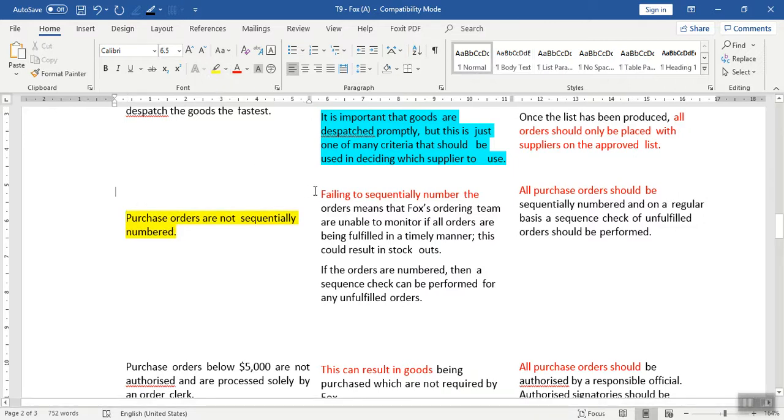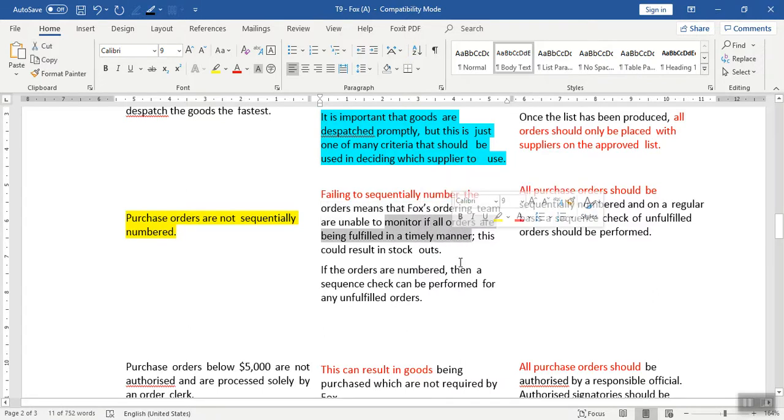Okay, so now you can see we keep focusing on the negative side because you want to get marks. If you don't focus on the negative side, it means you cannot get marks. Failing to sequentially number the orders means the Fox ordering team is unable to monitor. You don't have purchase order number 001, 002, 003, so it's very messy. Failing to sequentially number the orders means the Fox ordering team is unable to monitor if all orders are being fulfilled in a timely manner.